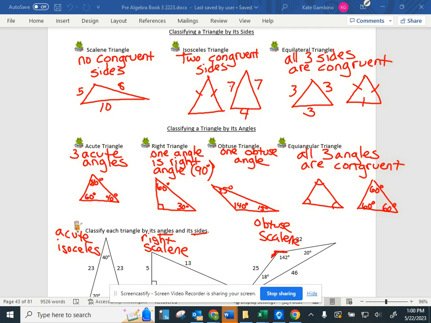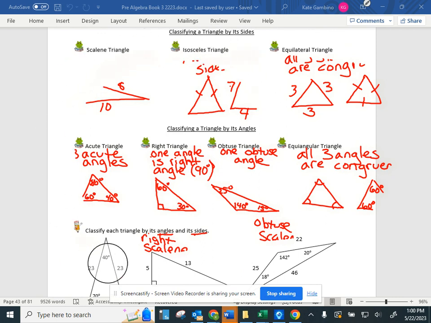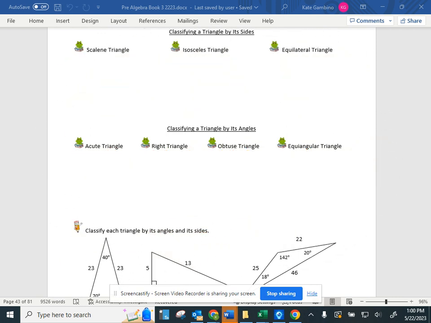All right, I'm going to erase now so we can scroll to our second page. Maybe. There we go.